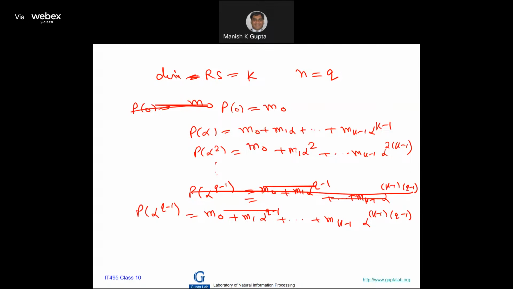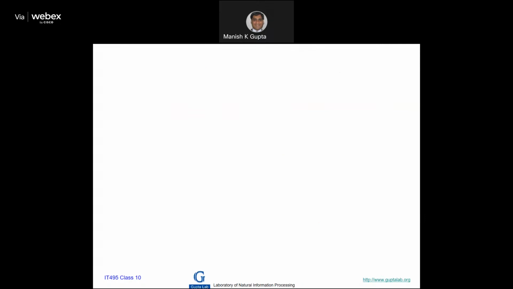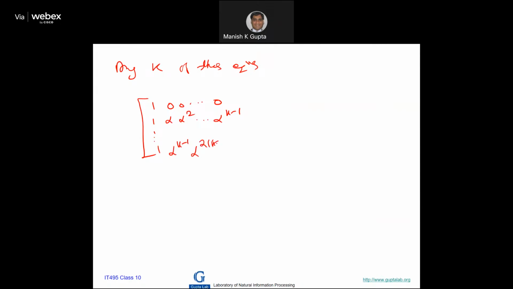So we will get something like this. Any K of these equations will give a system something like this: 1, 0, 0, 0; 1, alpha, alpha square, ..., alpha raised to power K minus 1, and so on; 1, alpha raised to power K minus 1, ..., alpha raised to power 2 times K minus 1.